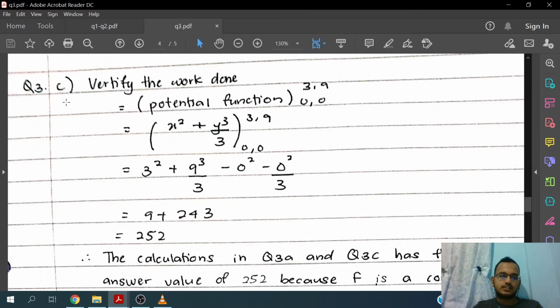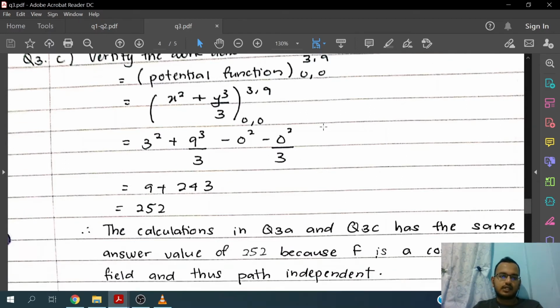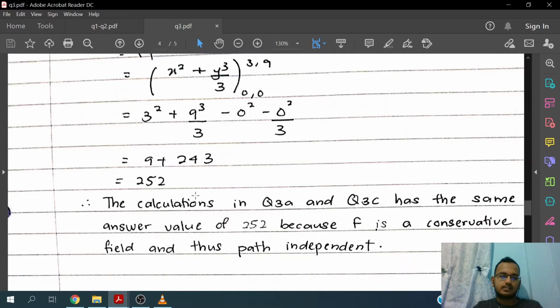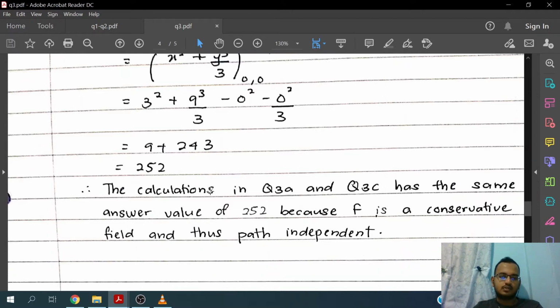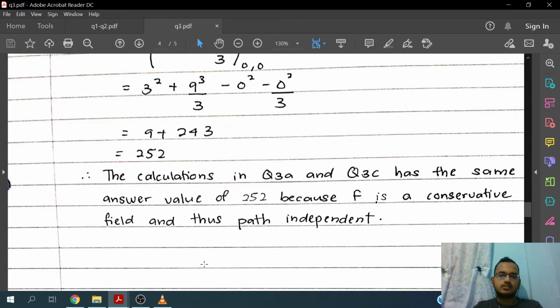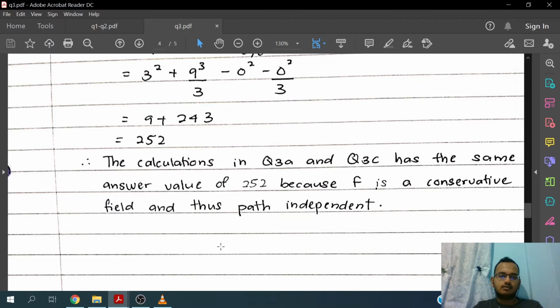Now for question 3c, we have to verify the work done. By using the potential function and substituting the x and y, we can verify the answer, which is 252. The calculations in Q3A and Q3C have the same answer value of 252 because f is a conservative field and thus path independent.